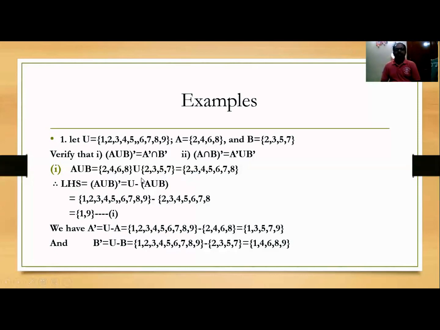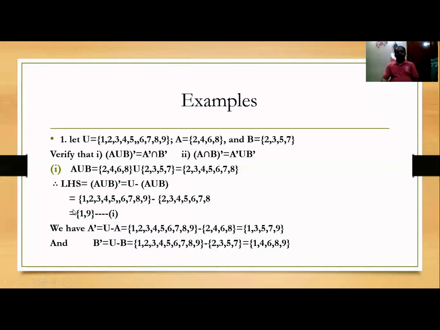Even though 2 is present in both sets, we have to write it only once. It should not be repeated twice just because it is present in two different sets. So that gives us A union B. Now what is our LHS? Our LHS is the complement of A union B. So what is the complement of A union B? We have defined it as the difference of the universal set and the given set, that is A union B, right? So what is u here?